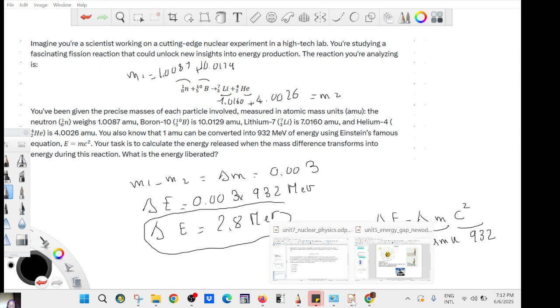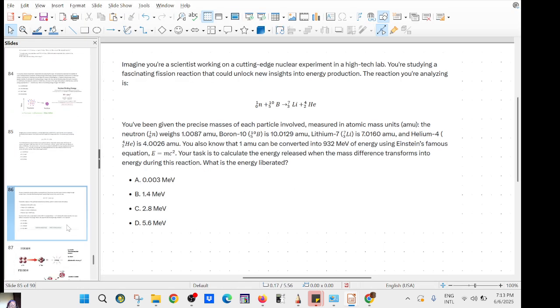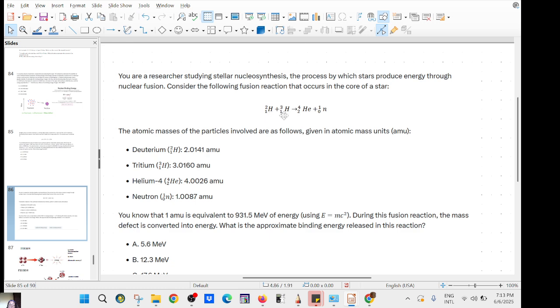Okay, so let's do, almost done, let's do the next one here. That's an interesting process. This is not happening in stars, but this is what we try to do on Earth. Or we are doing it on Earth in a nuclear weapon. But we are also trying to do it under control in, for example, a tokamak.